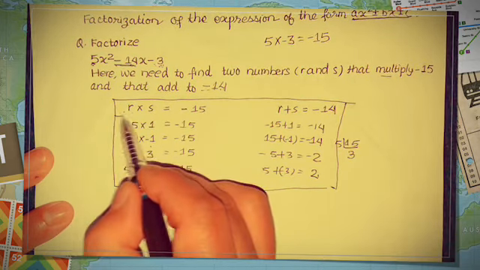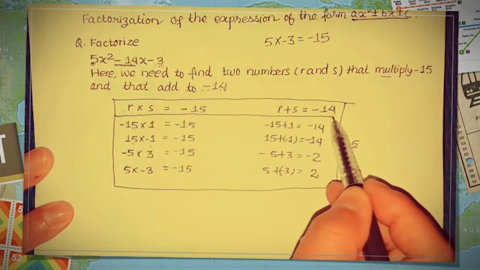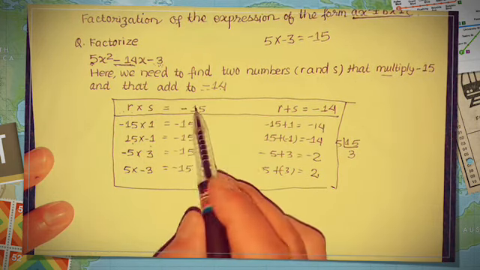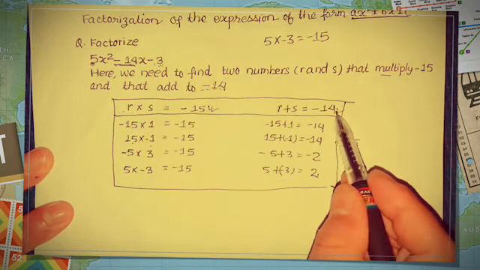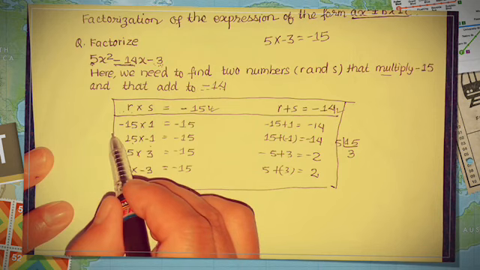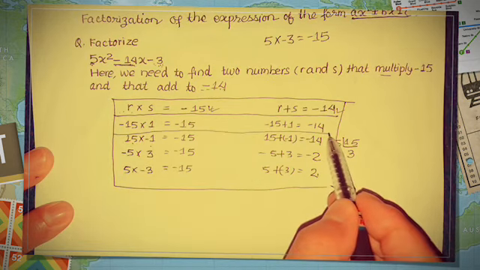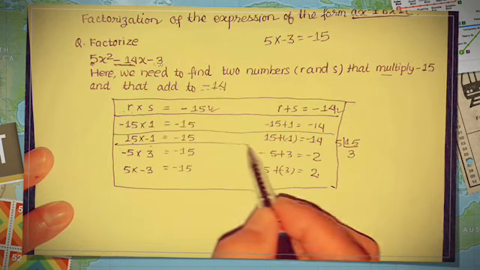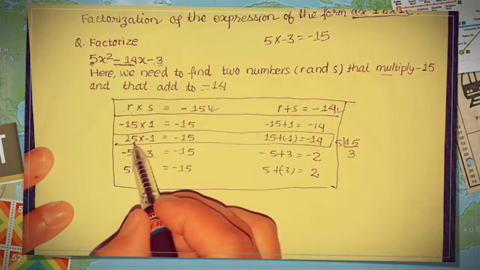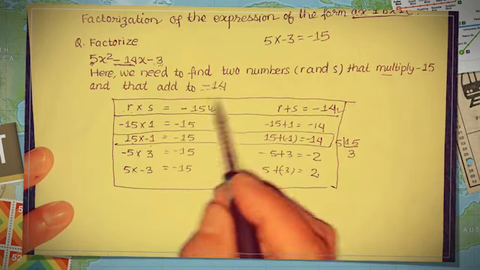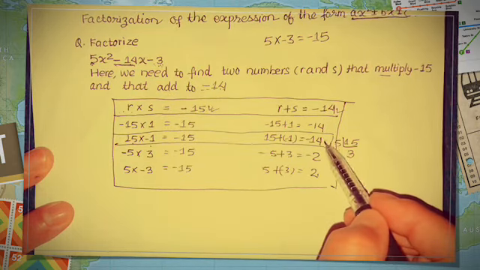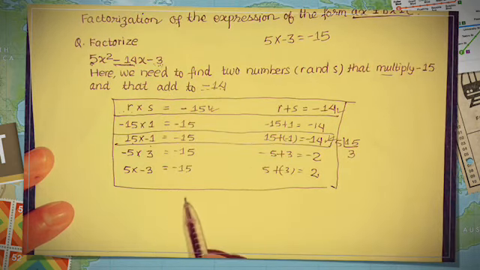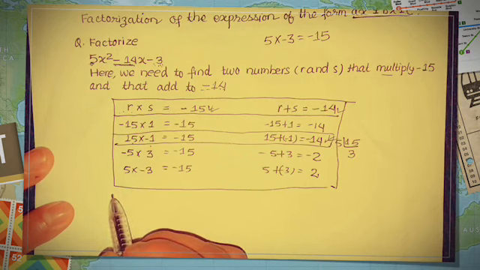After writing all the possible combinations, there must be one which satisfies both conditions. The sum should be minus 14, so this second case satisfies both conditions. So 15 and minus 1 are the two numbers that we are looking for. After finding these, the factorization is easy, as you have already done.